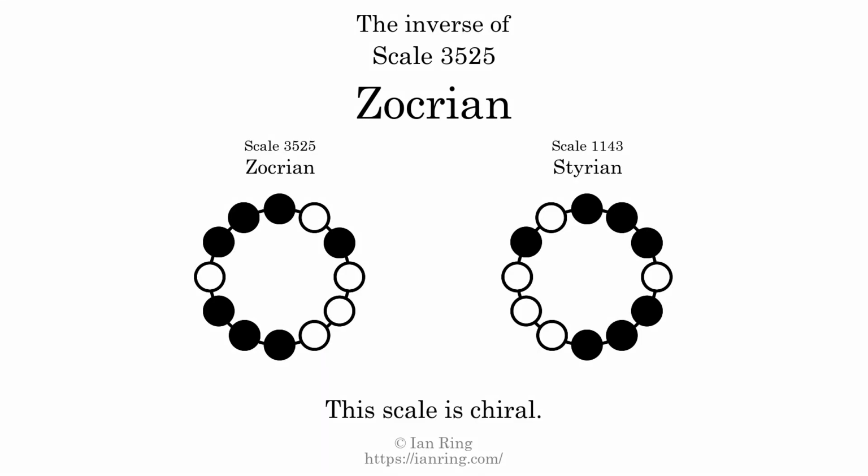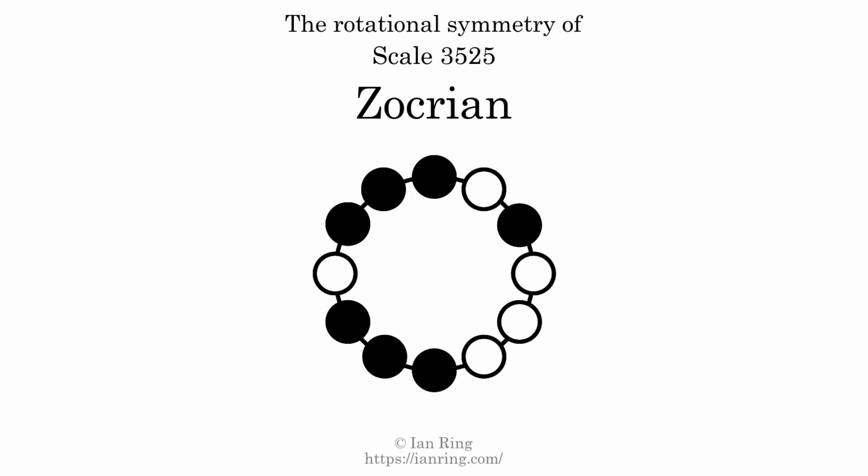The inverse of a scale is a mirror image. It is what you get when the sequence of intervals is reversed. The inverse of this scale is scale 1143, also known as Styrian. This scale is chiral. It cannot transform into its inverse by rotational transformation. This scale has no rotational symmetry.